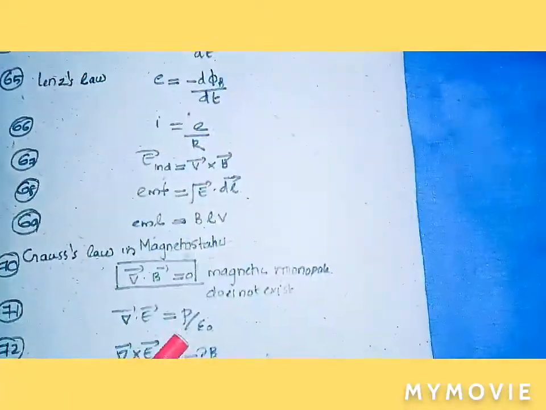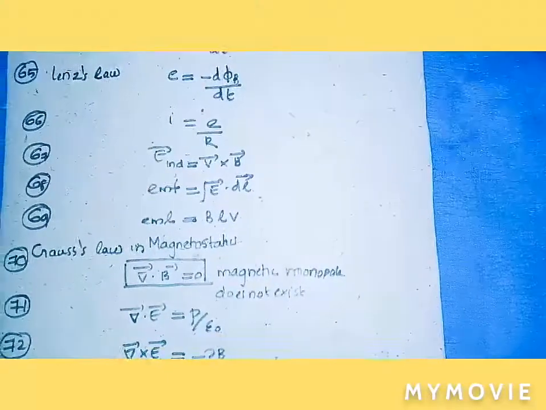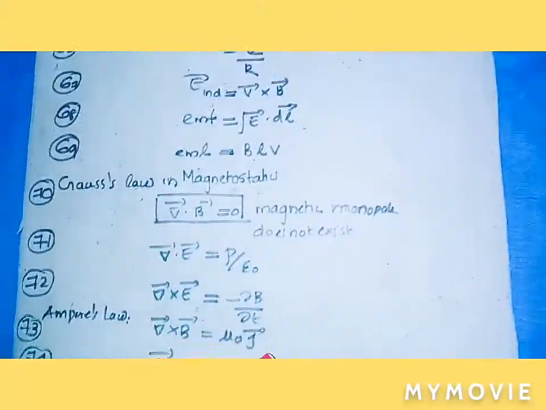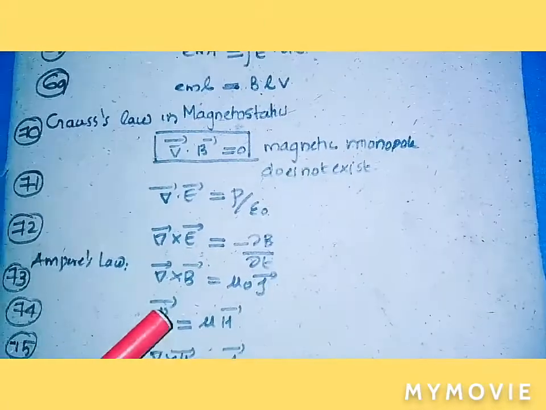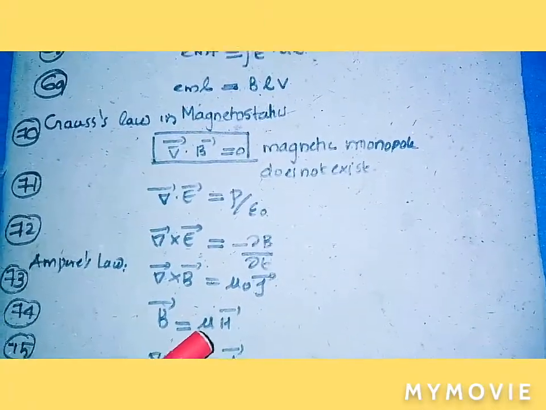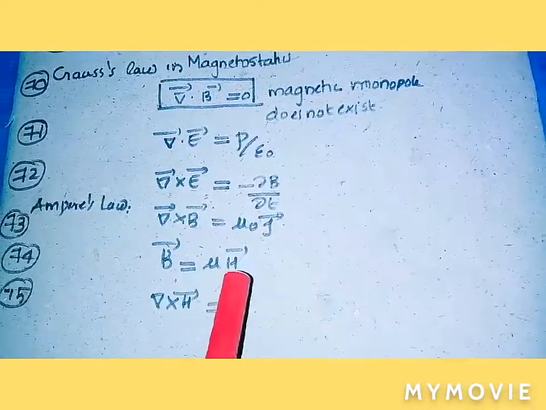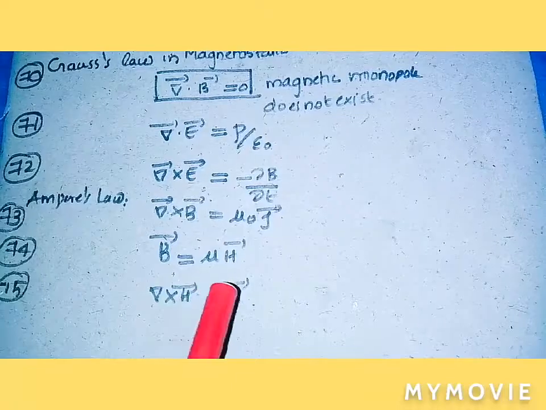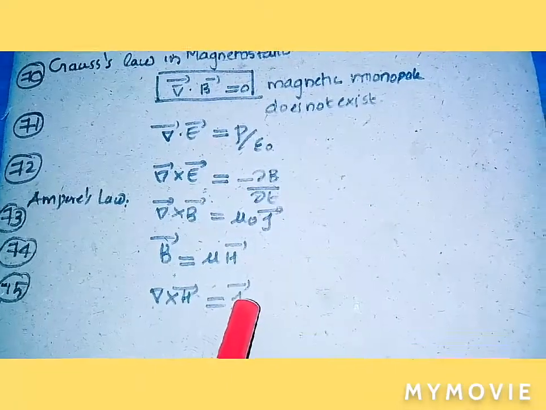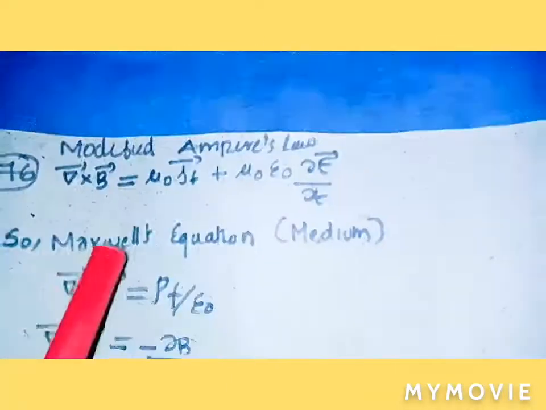Del bar dot E bar is equal to rho by epsilon naught. Del cross E bar is equal to minus dou B by dou T. Del cross B bar is equal to mu 0 J. B bar is equal to mu into H bar. This is the magnetic field intensity. Del cross H bar is equal to J bar. J bar is the current density.